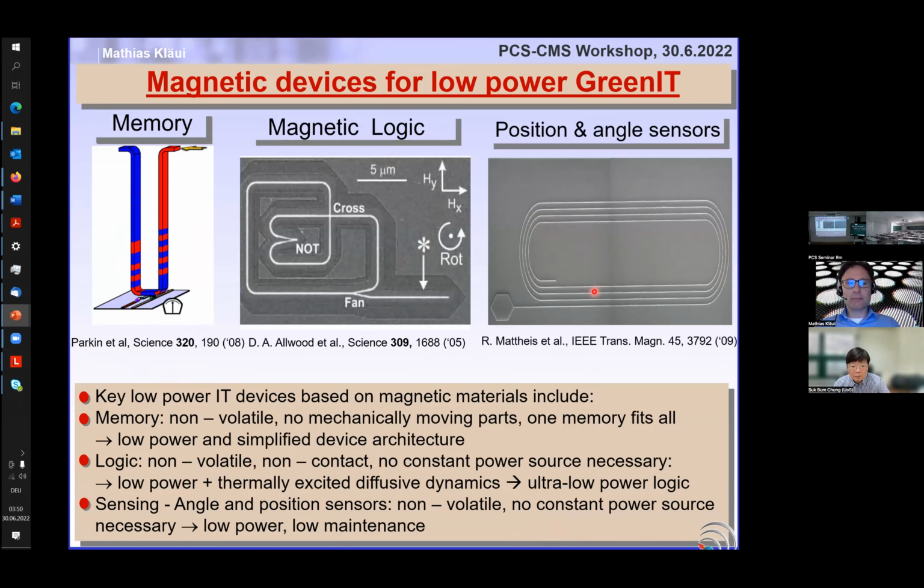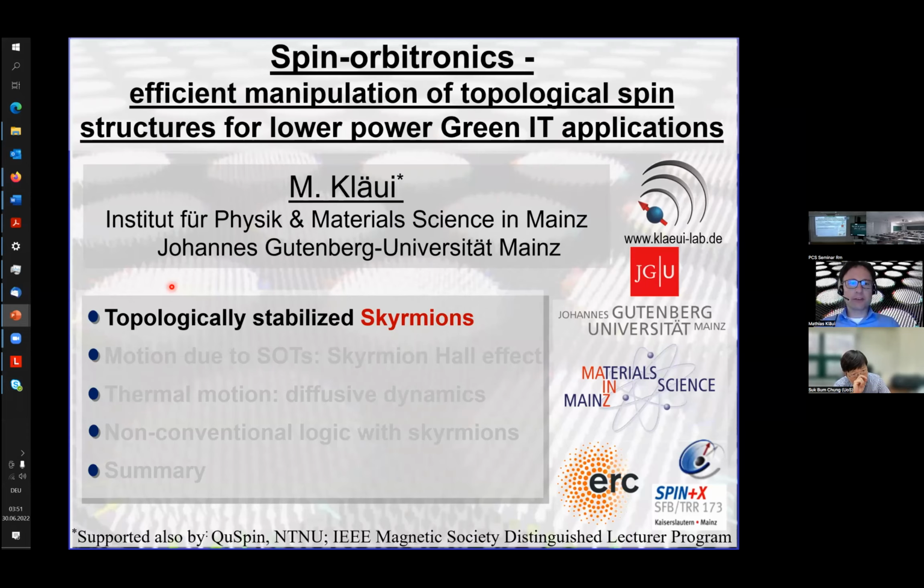And in all these applications, what we need is we need to have stable information, and we need to be able to manipulate information with low power. So first, in order to store information, we want to explore special Skyrmions. Let me introduce how we can stabilize Skyrmions and what they are.